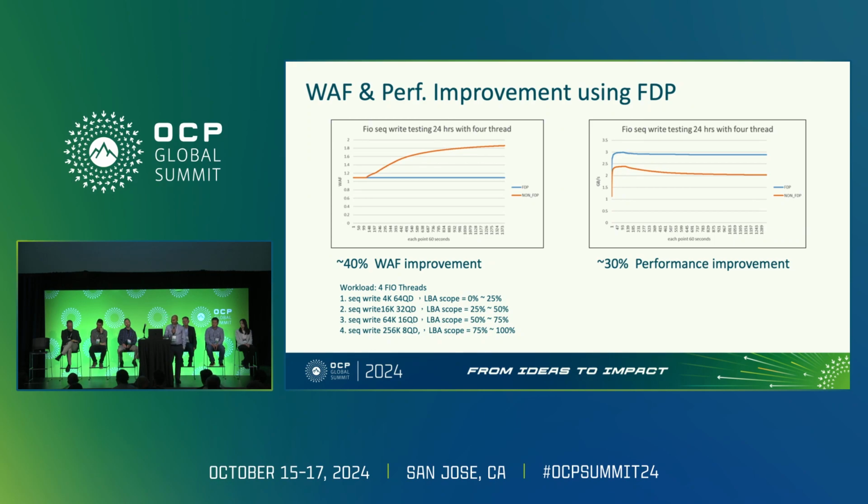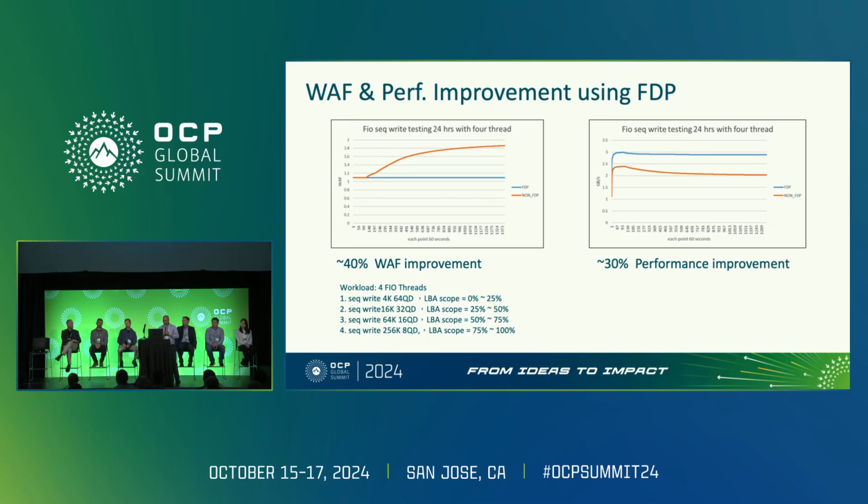The graph on the right shows the sustained bandwidth that you can have with and without FDP. With FDP, you can have a sustained bandwidth of 3 gigabytes per second on a QLC drive. And for a case where FDP is not enabled, you will get about 2 gigabytes per second, right? So you can have 30% improvement when you implement FDP on your drive.